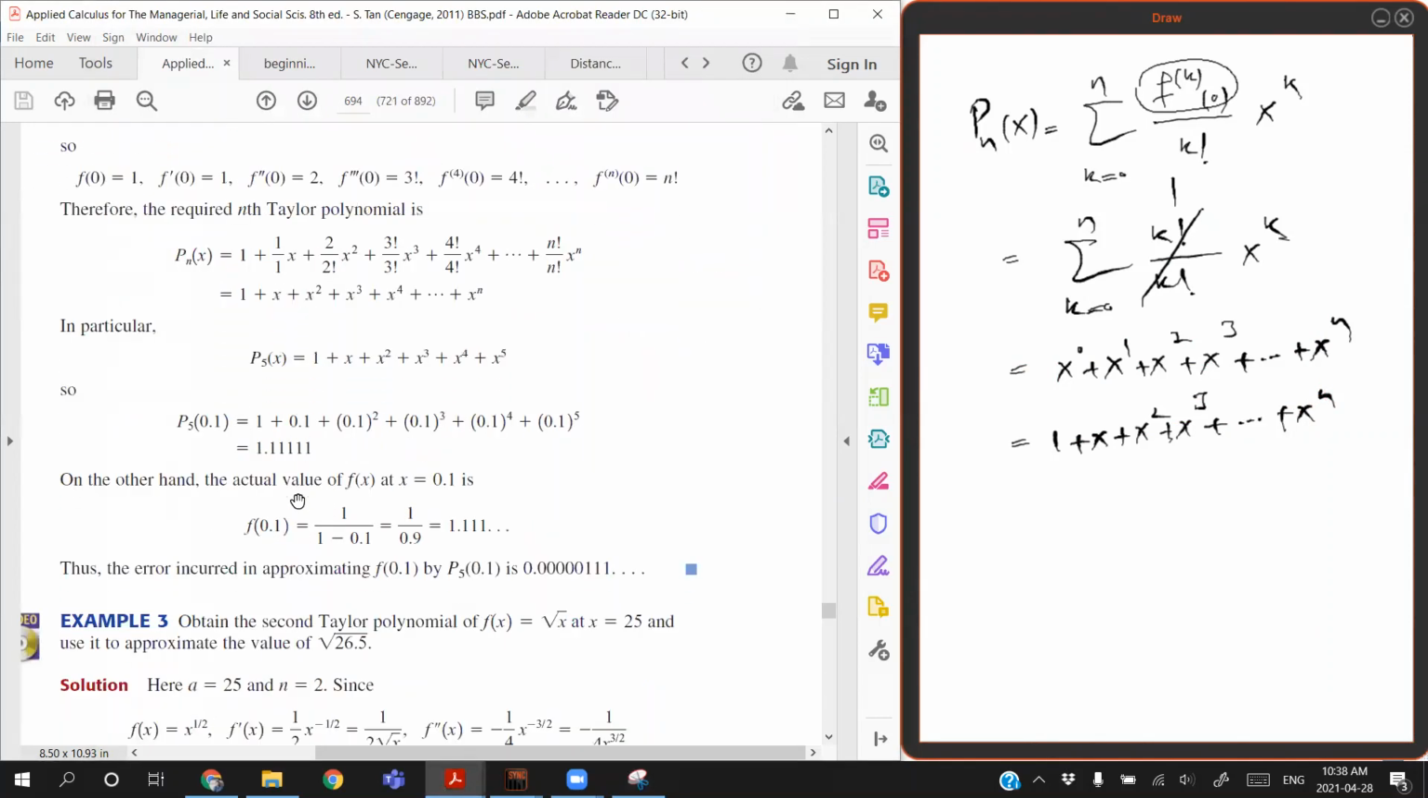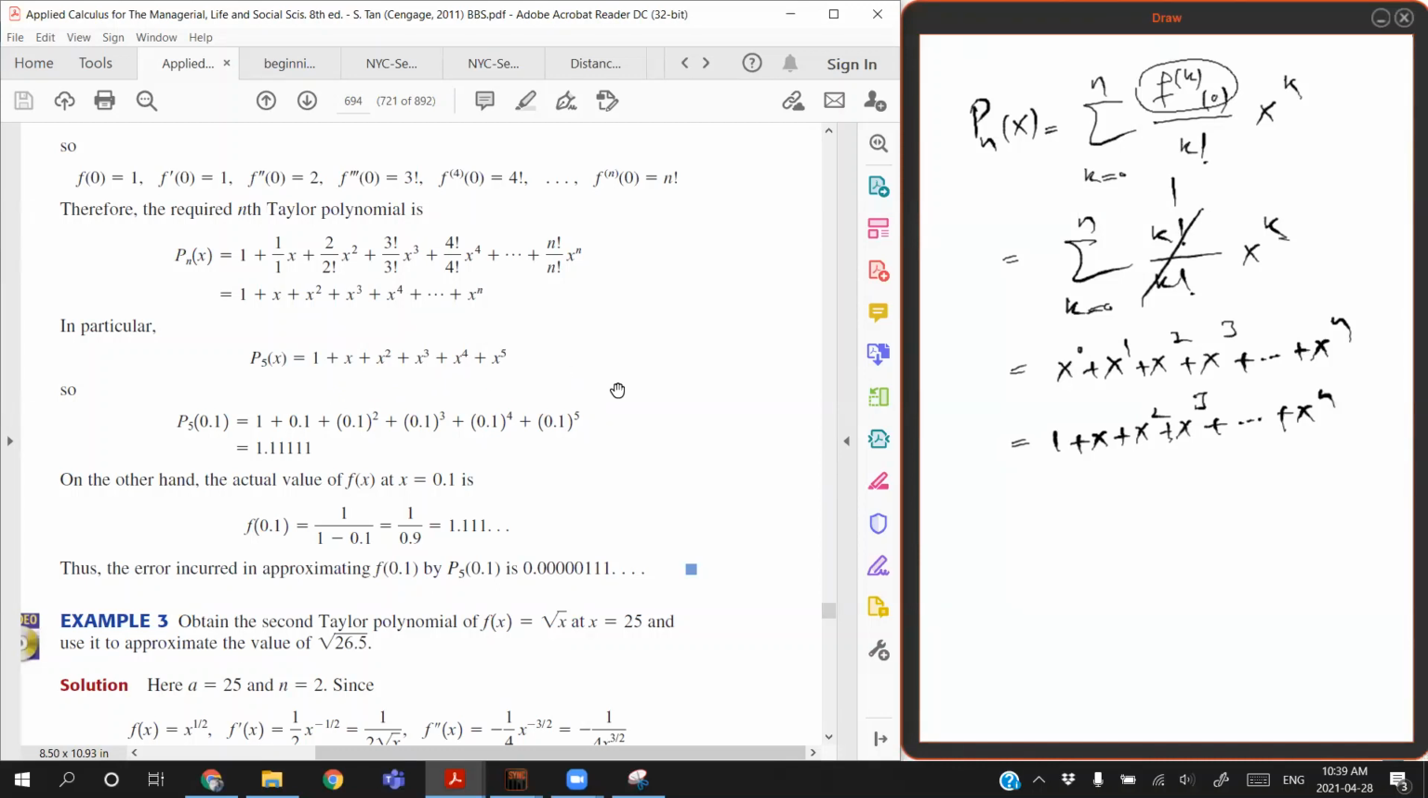So that's how you get this. For example, generally for n, you get 1 all the way to x to the power of n. If you want to know the fifth Taylor polynomial, or in this case, Maclaurin polynomial, because a is 0, then you just need to go up to 5. It's 1 plus x plus x squared all the way to x to the power of 5.